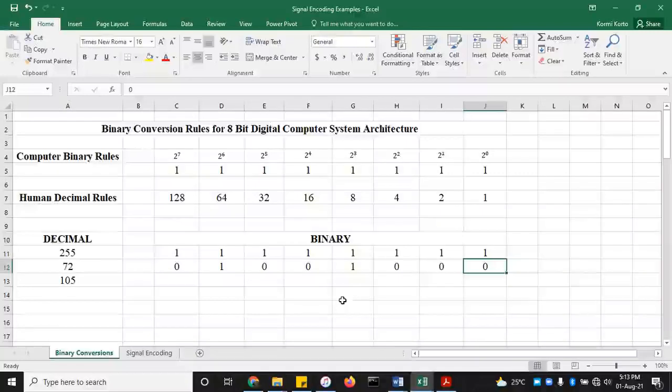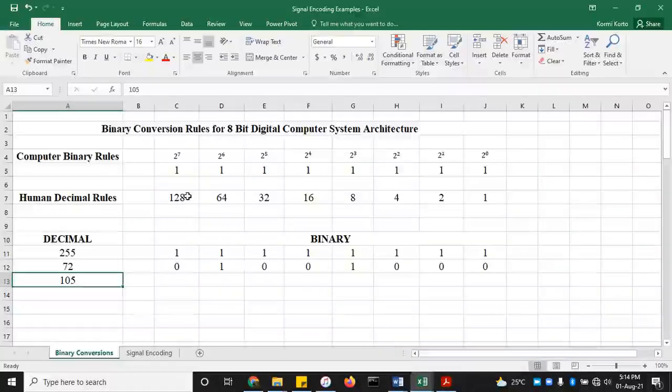Are we following? Hope we are. Let's add more. So we have 105 now. So the question you should ask yourself is, how many of this 8-bit sequence needs to be switched, or which of the bit sequence within the 8-bit architecture needs to be switched on and accumulated or added together to give you 105 decimal.